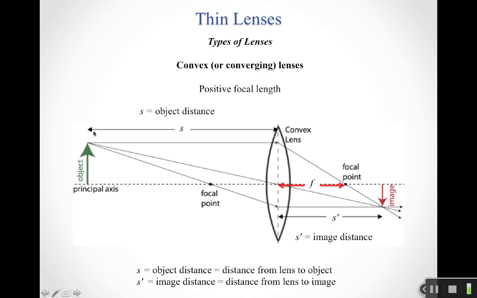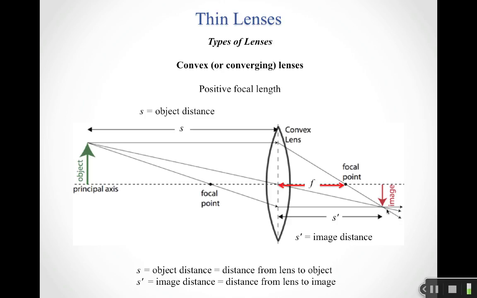We said that there are three important distances that we're going to keep track of. One we've already talked about, that's the focal length, F, the distance from the lens to the focal point. The other is the object distance, which we're going to denote with a little s. That's the distance from the object to the lens. The other is the image distance. That's the distance from the image to the lens. So here's our object, and it forms this image.